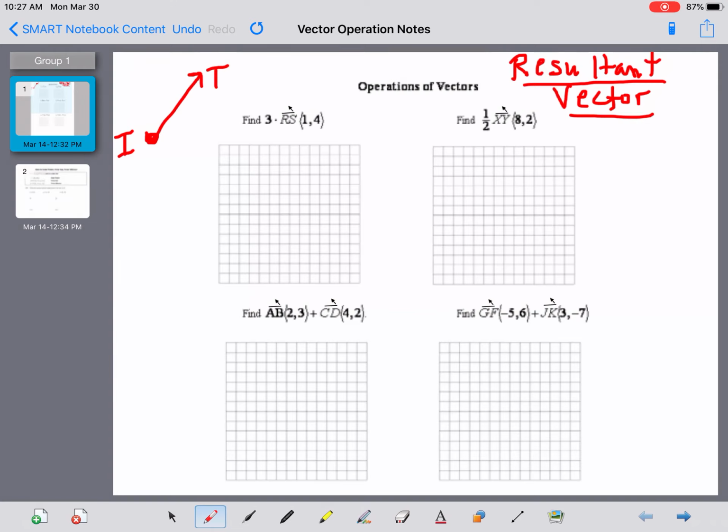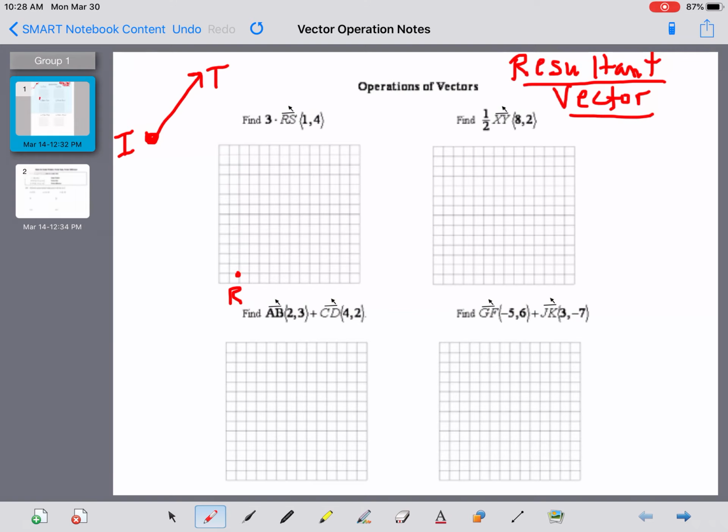As we do operations of vectors here, you'll notice my first one and my second one, we're going to use what's called a scalar, or we're going to multiply a vector. The first one says 3 times the vector RS, and RS is in those pointed parentheses <1, 4>. If you remember from our last set of notes, and by the way, this is not a coordinate plane, so I can start anywhere I want on this. I'm using it just as a grid to organize what I'm doing. So I'm going to choose a point down here. I'm going to make it point R.